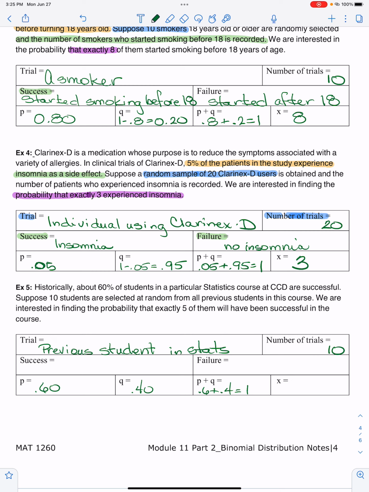Our success is success in class, or success in stats. Our failure is not successful. And our X, we're interested in finding the probability that exactly 5 of them were successful.